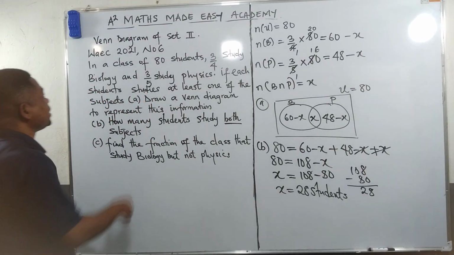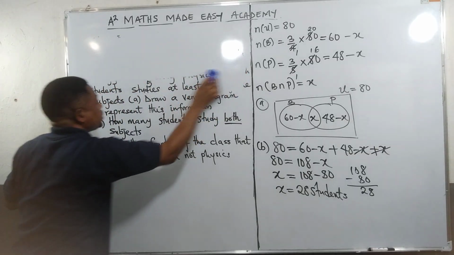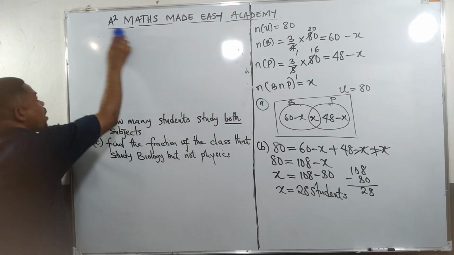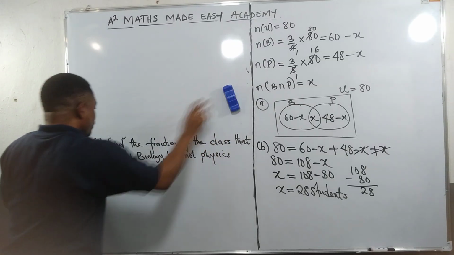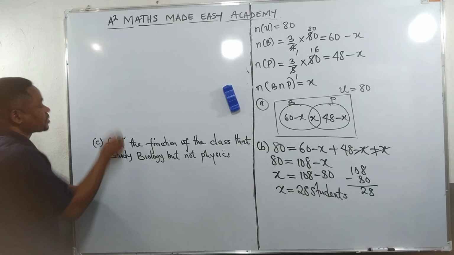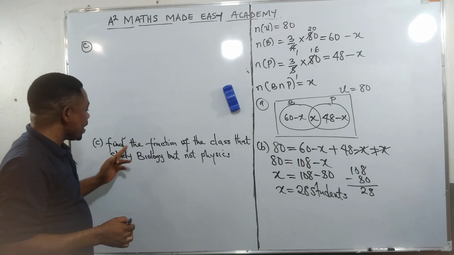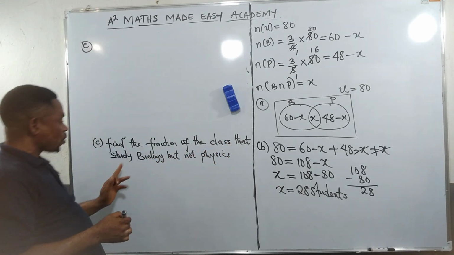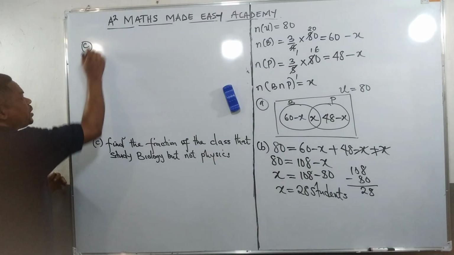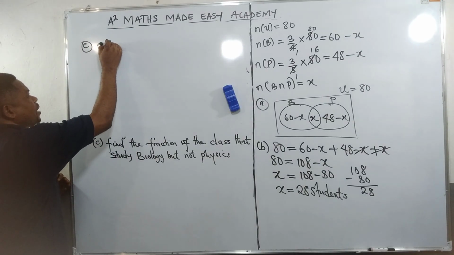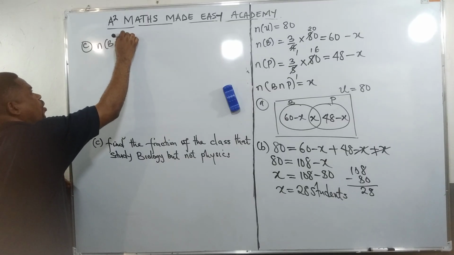Now, what is the last thing? The last thing we are going to talk about is question number what? C. Hope you are following. Now, what is question number C talking about? Look up. The question says, we should find the fraction of the class that studied biology but not what? Physics. Now, what does it mean? When you introduce this, it is called a complement.